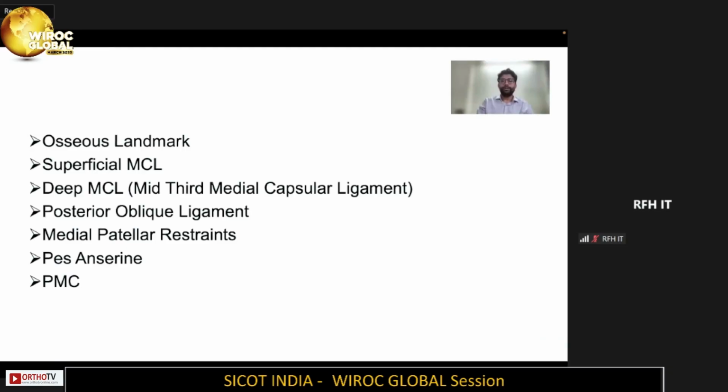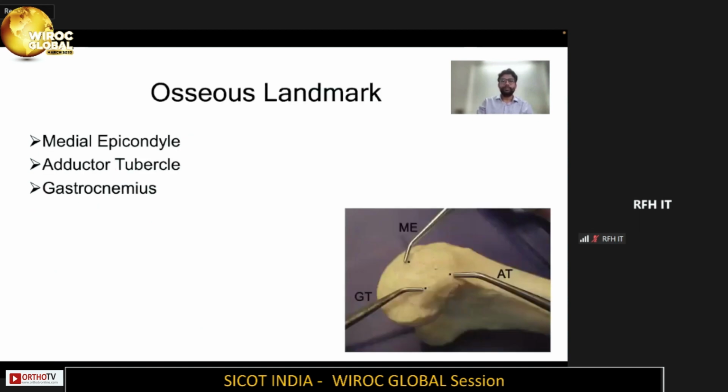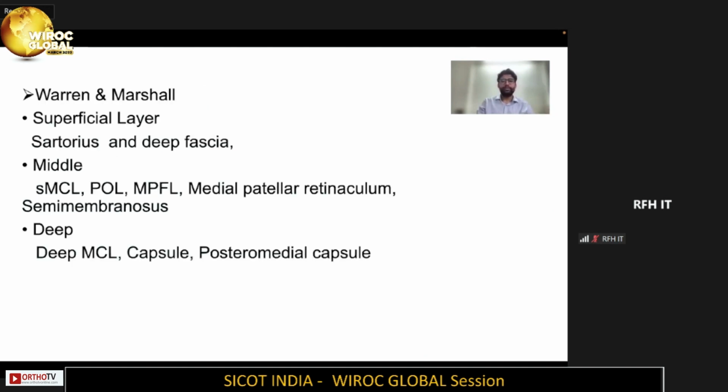I will talk on bony landmarks and other soft tissue structures on the medial side of the knee. So the first bony landmark is the medial epicondyle, that is the anterior and distal most part. Second is the adductor tubercle, proximal and posterior to the medial epicondyle. And third is the gastrocnemius tubercle, distal and posterior to the adductor tubercle.